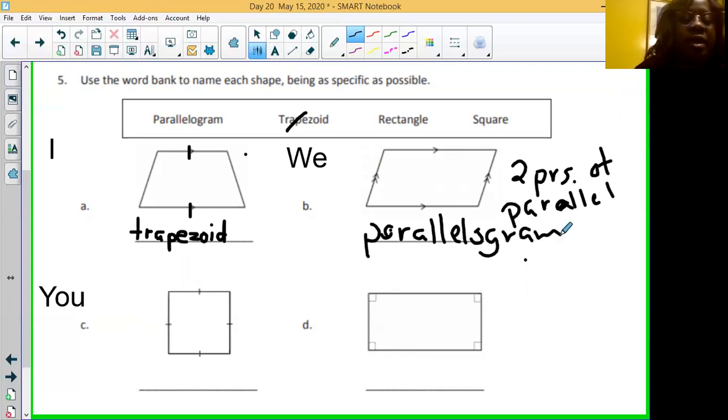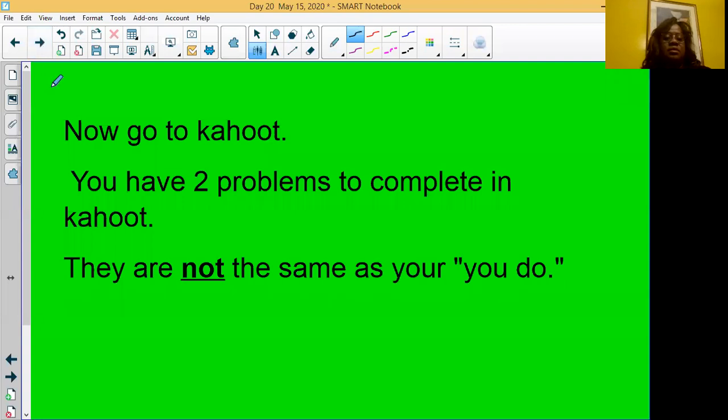All right. And C is a you-do. You figure out what this would be a picture of. So we've used trapezoid and we've used parallelogram. So now that means we're left with a rectangle and a square. So you do 5C and 5D. Okay, if you need additional time, then you just pause it.